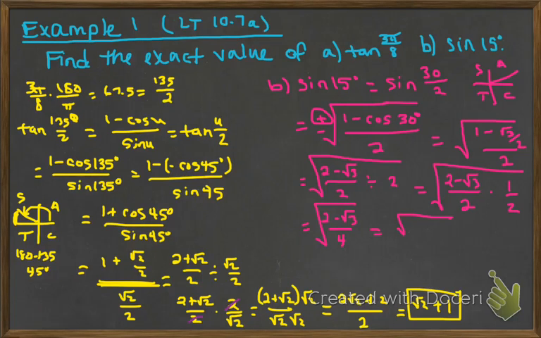So the square root of 2 minus the square root of 3 all over the square root of 4, which is 2. Now I don't have a square root in the denominator, so this is going to be my answer. Even though there is a square root inside of a square root, we really don't have a way that we can simplify that. So that is my answer.